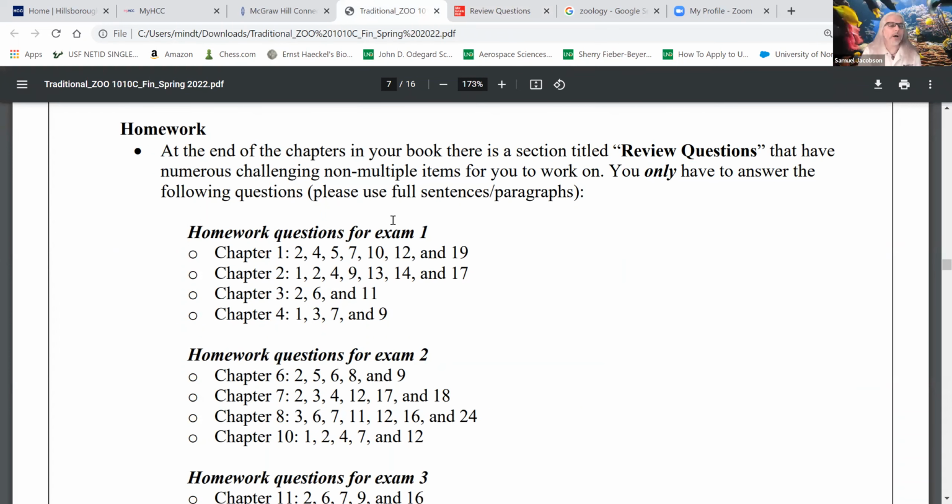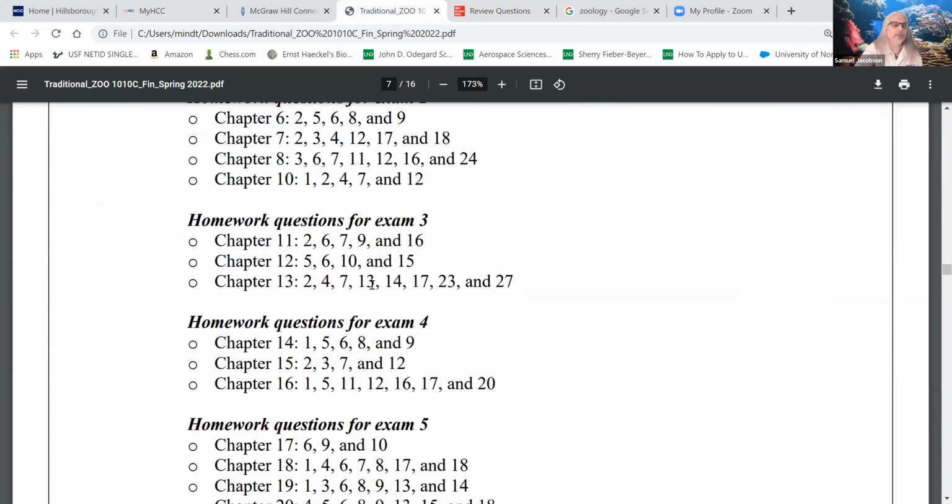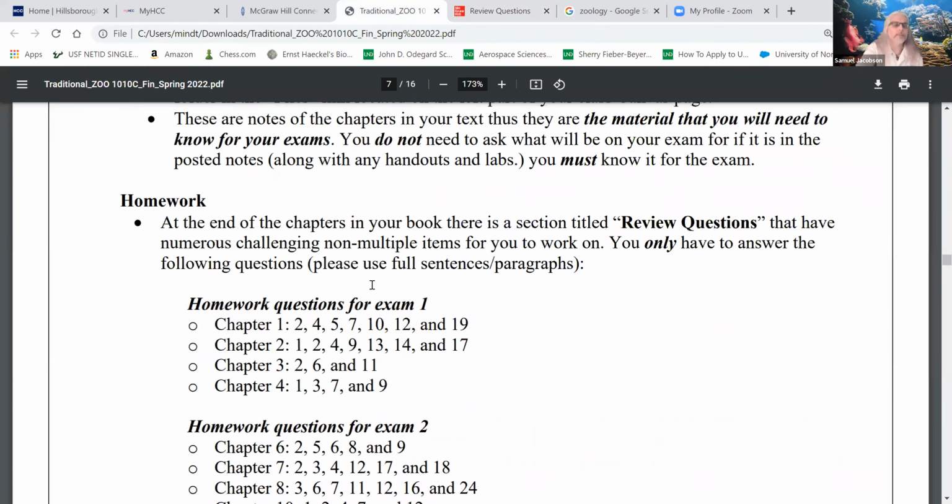And you can see I blocked it off. For exam 1, here are the chapters. Here are the questions you have to do at the end of those chapters. I'll give you 3 of them in chapter 3. They were just really hard, or there weren't many, that kind of idea. I'm trying to make it as reasonable as I can. And I did that for every exam and all the chapters we have to deal with.